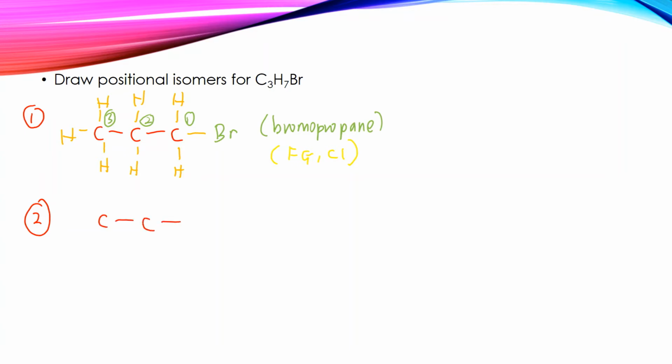So C. Now tadi bromine duduk pada carbon number 1. So now I want to put my bromine at position carbon number 2. So I fill up the hydrogen.